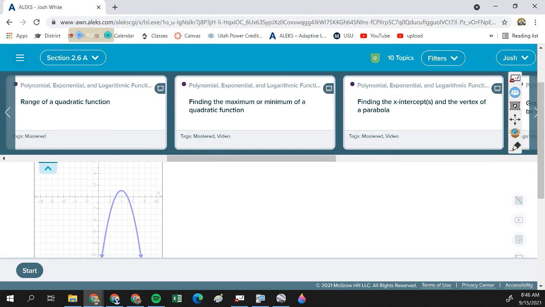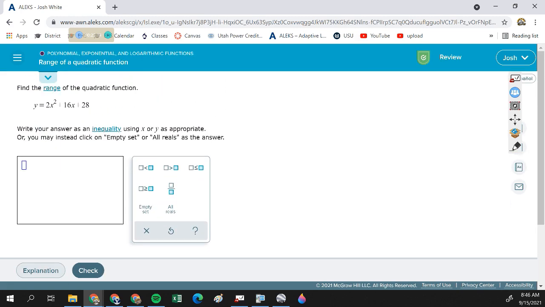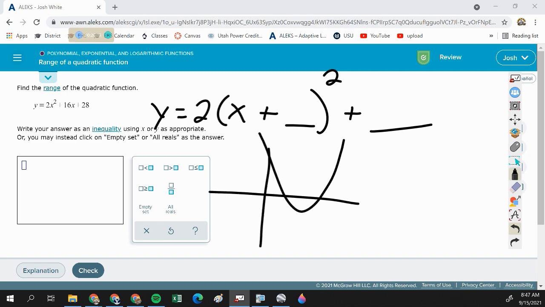One more right here. How do we find the range? Well, for the range, we have to know, is this a happy parabola or a sad parabola? It's happy. How do you know? Because the leading coefficient is positive. So we're going to complete the square, and you'll get something like this. Right? And that will tell us the vertex. So let's say the graph looks like this.